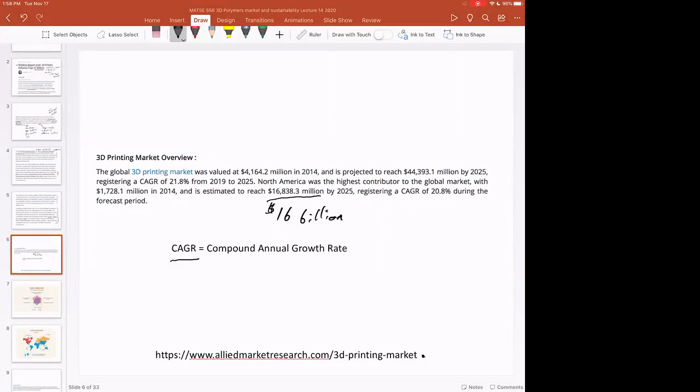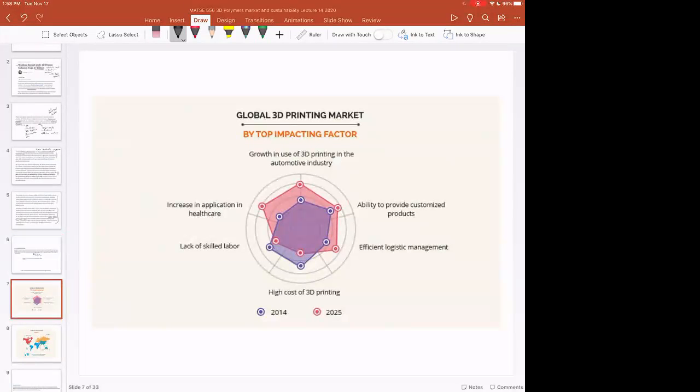Now, what are the key markets, or what are the key impacting factors that are interesting in terms of additive manufacturing? And this spider chart is interesting because it changes a little bit from 2014 to projected 2025. So one of the impacting factors for the marketing of additive manufactured technology is the high cost of 3D printing. So a couple of years ago, everyone was saying, well, 3D printing is too expensive. And of course, if something is valuable and too expensive, and you have a bunch of scientists and engineers working on it, in general, the costs are going to go down.